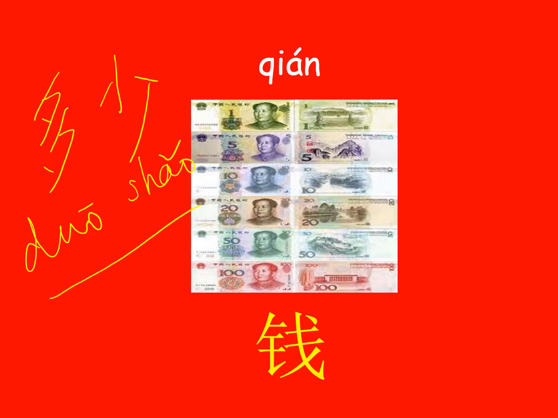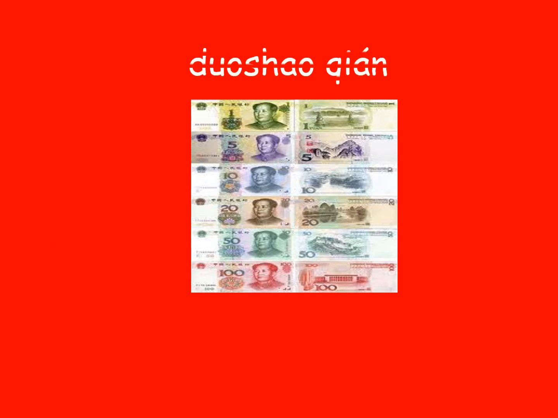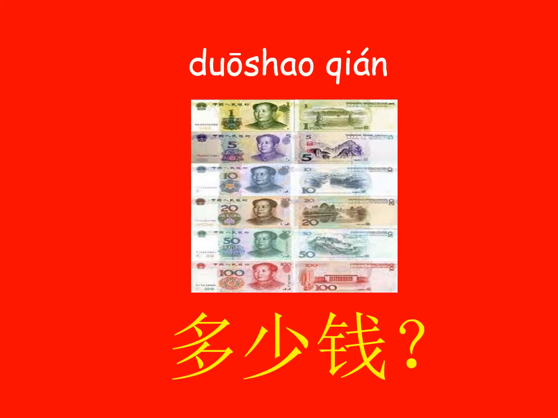多少钱? 多少 again, how many? 多 is many, 少 is less. So we're not really sure, wondering between many and few. So how much is it? How much? 多少钱?